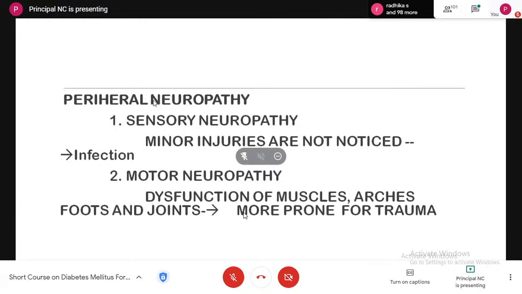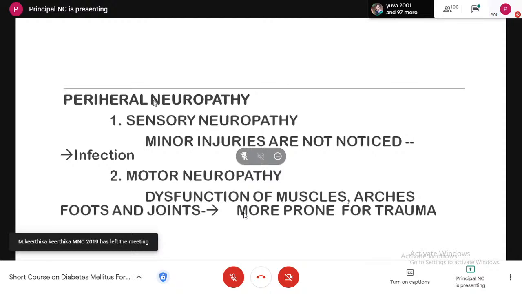So motor neuropathy means here not only the sensation but also the function of the muscles, agonist and antagonist, the extensors or flexors, they don't function properly. Walking, their movements won't be good. The motor system of them is also not functioning properly. So ultimately they are more prone to trauma. They will fall down on a small uneven surface. They cannot walk because the coordination of muscles won't be there properly.